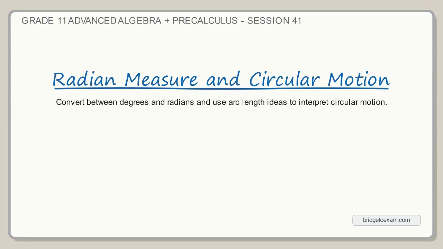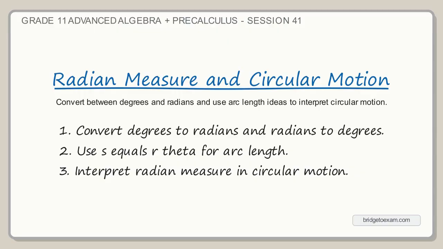Welcome to session 41 of grade 11 Advanced Algebra and Precalculus. Today we study radian measure and circular motion. The focus is to convert between degrees and radians and use arc length ideas to interpret circular motion.